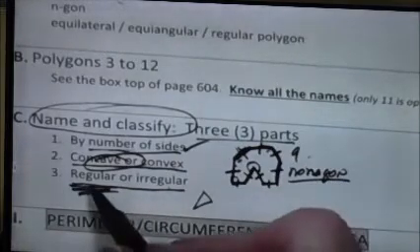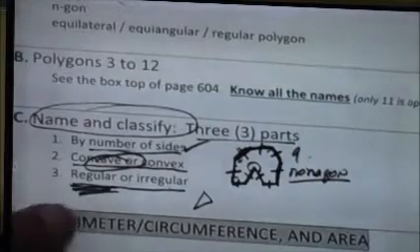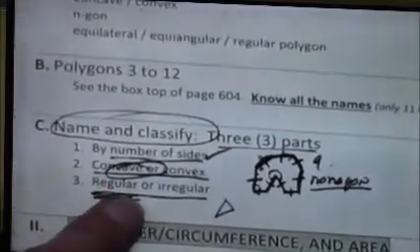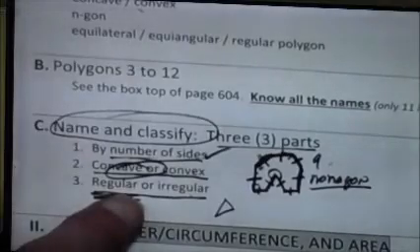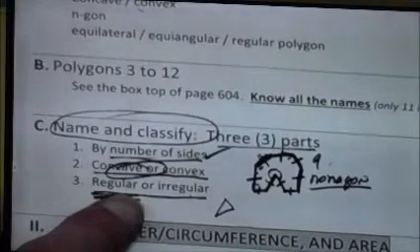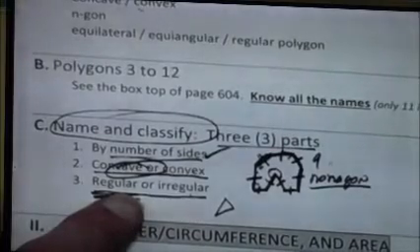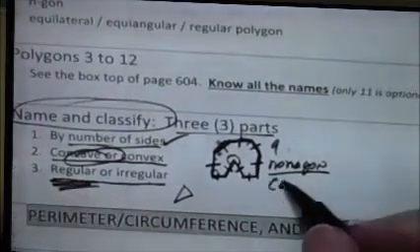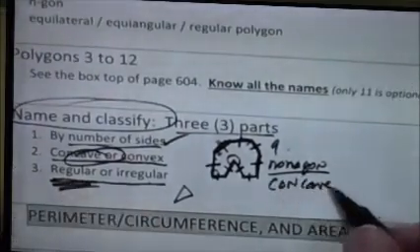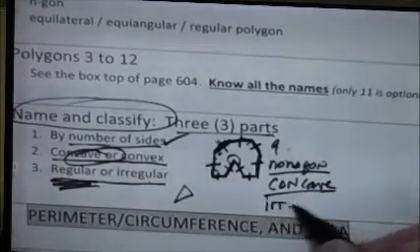That means if it's not regular, automatically it's irregular. So as the textbook shows you, regular means that the lengths of the sides all have to be the same and all of the angle amounts have to all be the same as well. So this one's a nonagon, it's concave, and it's irregular.